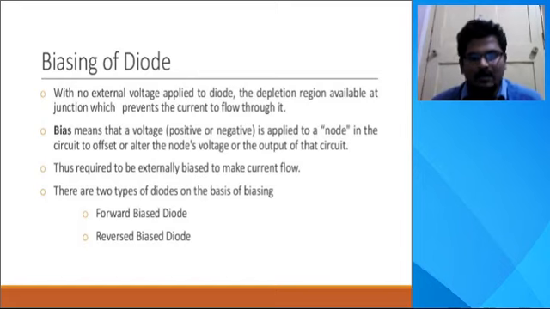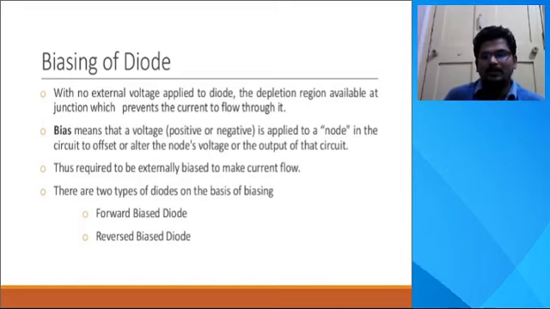With no external voltage applied to the diode, the depletion region is available at the junction, which prevents the current from flowing through it. Next, bias means that a voltage, positive or negative, is applied to a node in the circuit to offset or alter the node's voltage or the output of the circuit. As we said, when we connect P to positive and N to negative, we call it forward bias. When we make connections in reverse, meaning the P-type semiconductor is connected to negative and the N-type semiconductor is connected to positive, then you call it reverse bias.